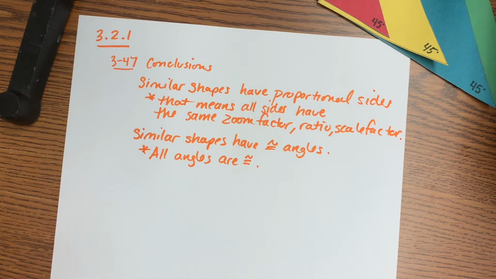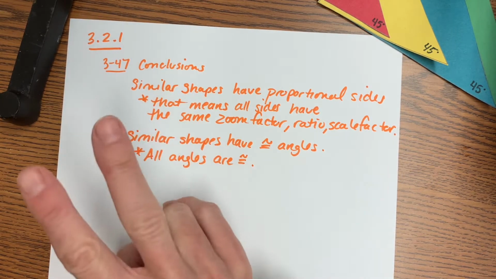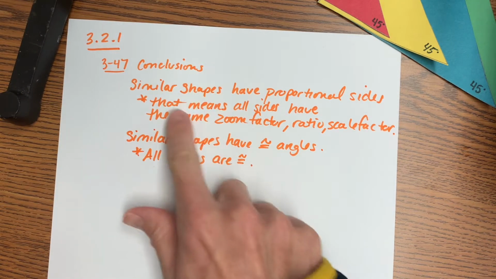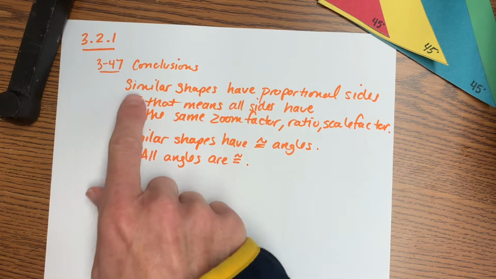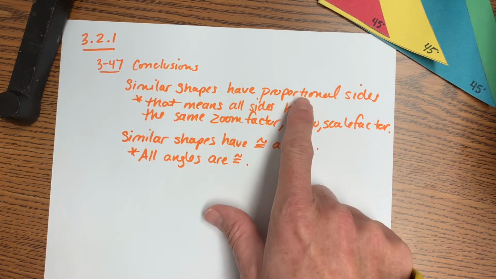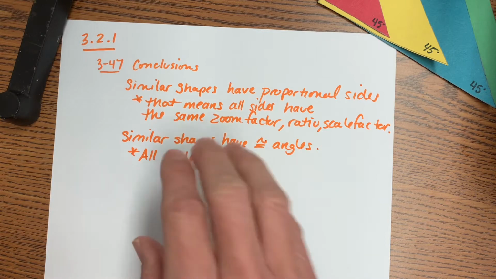So in lesson 3.2.1, we're continuing our delve into similar shapes. In this, we started the lesson off by measuring a whole bunch of stuff from two similar triangles. And I just rewrote kind of what we figured out. So again, after measuring, we figured out that similar shapes will have proportional sides. And all that means is that the sides grow the same.